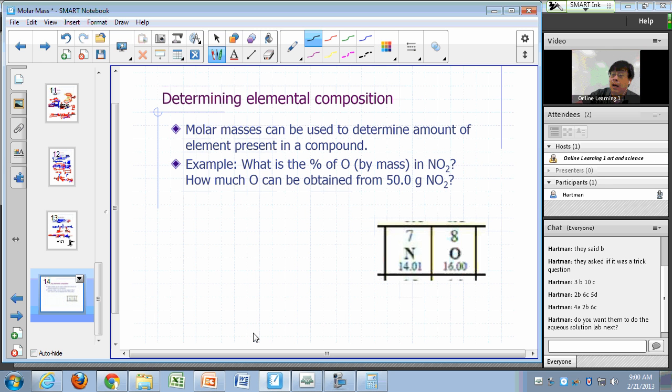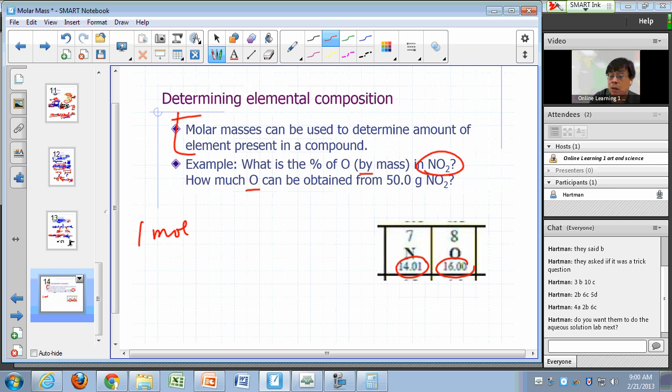Okay. Determining elemental composition of a compound. This is one application of the calculations that we've been doing today. You can use the calculation of molar masses to determine the amount of an element present in a compound. Let's say you were asked, what percentage of nitrogen dioxide is oxygen by mass? How much of that is actually the element oxygen? And you could be asked, how much oxygen can you get from 50 grams of NO2? So you go to your periodic table, where the molar masses of nitrogen and oxygen are given.